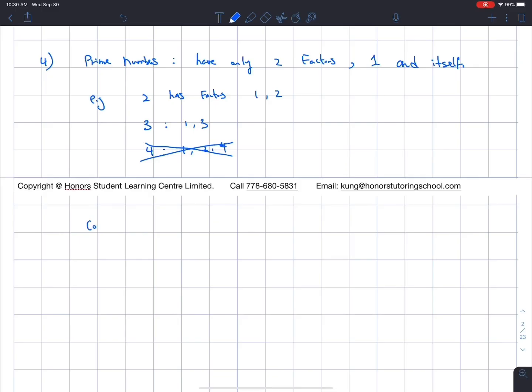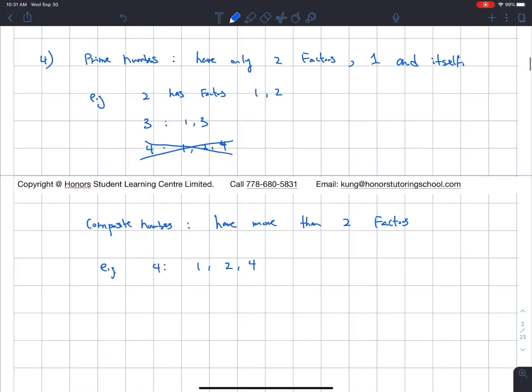And I also want to talk about composite numbers. Composite numbers are really the opposite of prime numbers. They have more than 2 factors. So for example, 4, right? The factors are 1, 2, and 4 because 4 is divisible by 1, 2, and 4. So 4 would be a composite number. 5 is not because 5 only has two factors, just 1 and 5. But 6 is divisible by 1, 2, 3, and 6. So both 4 and 6 are composite numbers.